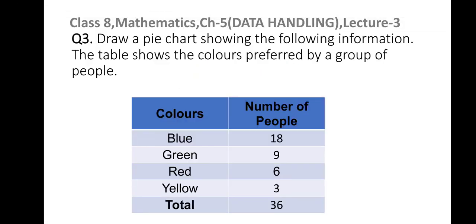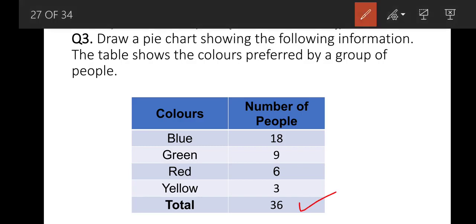Now let us talk about the third question. It is: draw a pie chart showing the following information. The table shows the colors preferred by a group of people. Again, first of all, you need to find the total, that is the total given to us, that is 36. Then what you are supposed to do? Find the angle of sector for every color.